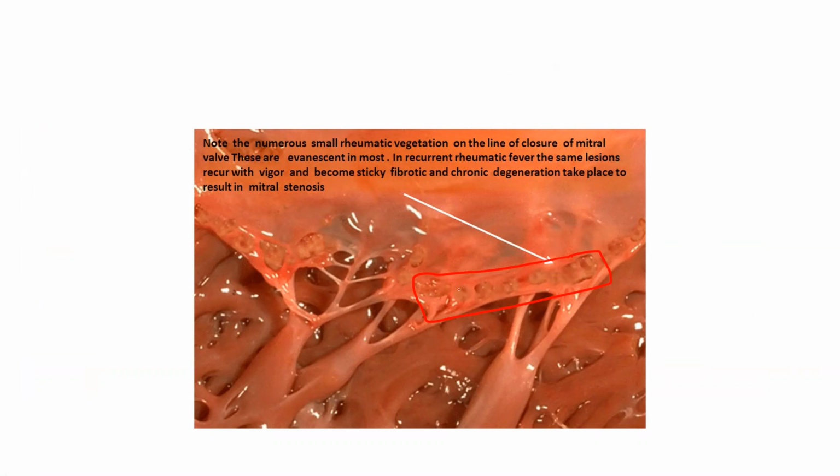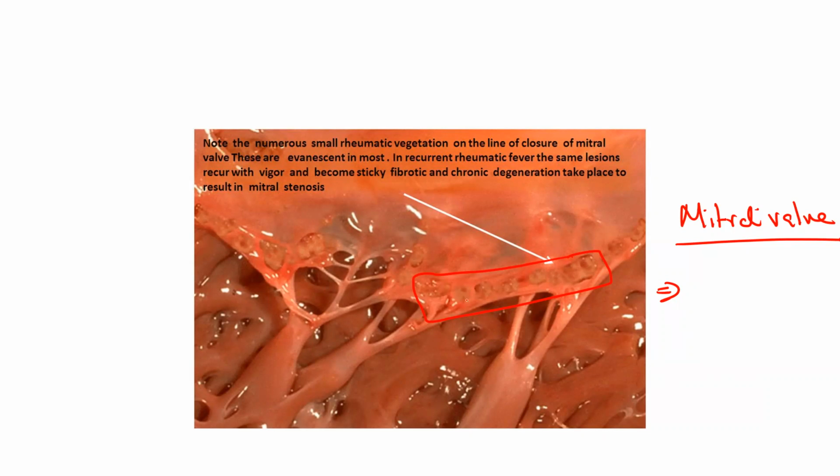You remember, in rheumatic fever, the most common valve involved is the mitral valve. Very important. It is followed by the aortic valve, and the other two valves are rarely involved. The tricuspid valve is very rarely involved, and the pulmonary valve is almost never involved. It is often asked: the most common valve involved in rheumatic fever is the mitral valve, and you can find numerous small vegetations along the line of closure of this mitral valve, with inflammation of the valves.